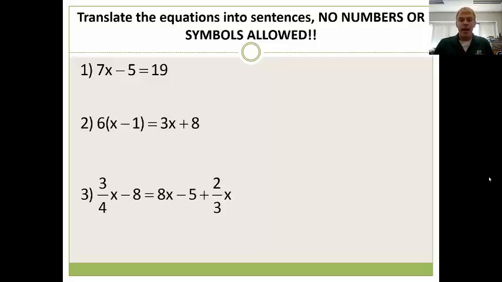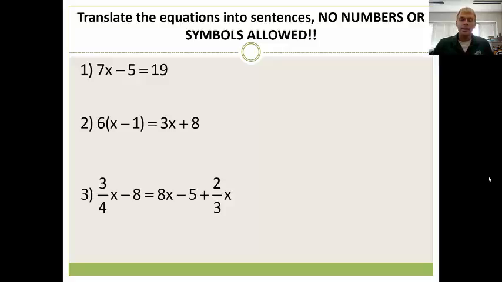Same way with math. Not only do we have to be able to read a phrase or a sentence and translate it into numbers, symbols, and variables, we have to be able to take an algebraic expression that is numbers, symbols, and variables and translate that into a sentence. So we could actually speak and communicate that to somebody else. So why don't you go ahead, pause the video, and try and come up with a sentence that would express these equations now. Ready? Pause.